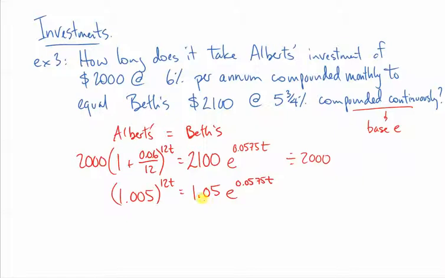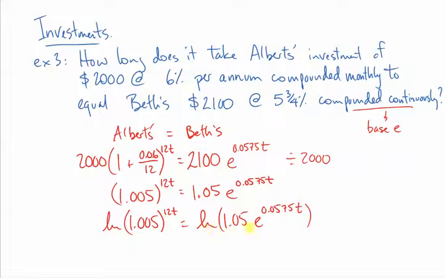Now at this point, we need to use logs, and I can use log base 10, or I could use log base 1.005, which is a little awkward, or I could use log base e, or ln, and that's what I'm going to do. So I'm going to write ln of 1.005 exponent 12t equals ln 1.05 e exponent 0.0575t. Okay, notice that it's the ln of the entire right side. Now think about what property I need to use on the right side, and I'd like you to simplify the right side a little bit using a log law and then rejoin me.